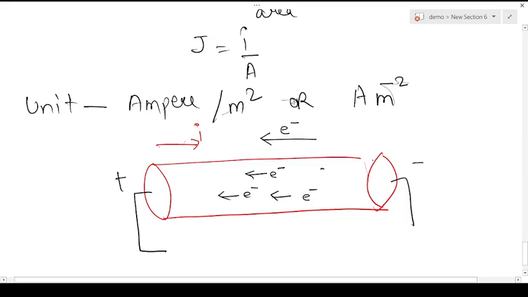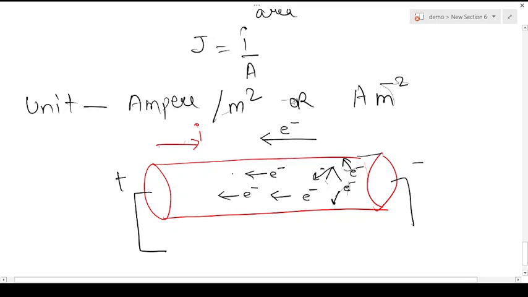So what happens at this right end? At the right end, these electrons will experience some repulsion from that negative charge drawn from the battery. So they will try to drift in the left side direction. They will not move in a straight line, they will move in a random direction like this. It will go some distance, and after that it will strike another electron, then it will change its direction. Then it will go some distance, and again it will strike. So it will continuously change its direction and there will be a random motion.